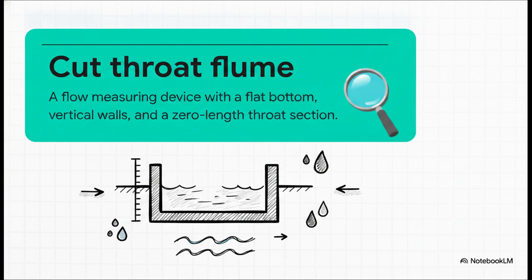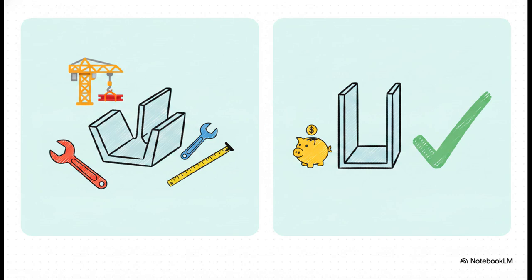And that dramatic name? It actually comes from a very simple design feature. It's a flow measuring device with a completely flat bottom, straight vertical walls, and, here's the kicker, a zero-length throat section. Because it literally has no elongated throat connecting its entrance and exit, engineers just went ahead and gave it that unforgettable name, the cut-throat flume. And this brilliantly illustrates why it was invented.